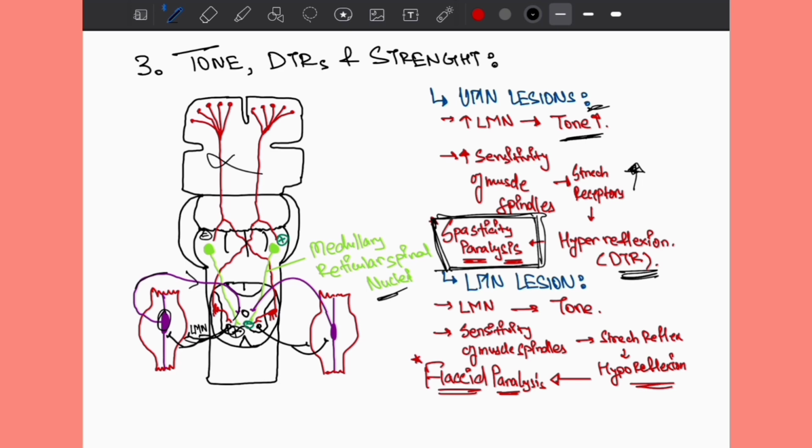Then the lower motor neuron lesion. In this, the lower motor neuron is damaged, causing the tone of the muscle to decrease, and the sensitivity of the muscle fibers also decreases, causing the stretch receptors to be stimulated less and causing hyporeflexia, and this causes flaccid paralysis. So in upper motor neuron lesions it was spasticity paralysis, and over here it is flaccid paralysis.